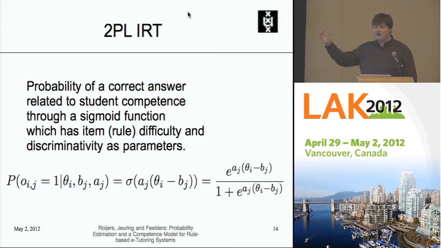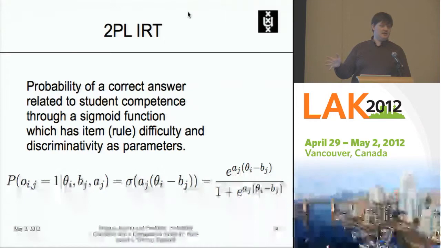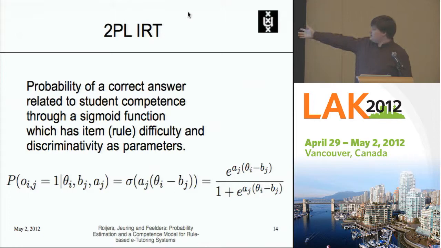What you see here is the formula. It's the probability that a student will answer a certain rule, which is an item in our case, correctly, will apply a rule correctly, given the competence of the student, the difficulty of the exercise, and the discriminativity of the item. And that has a relation which is sigmoid shaped. So it has this nice curve.